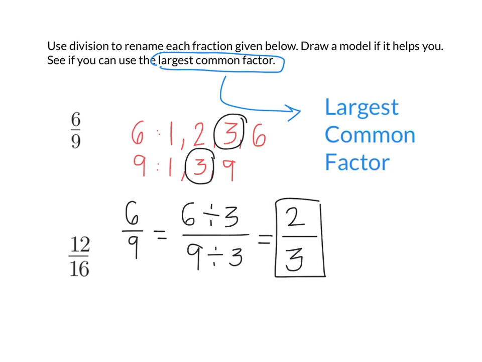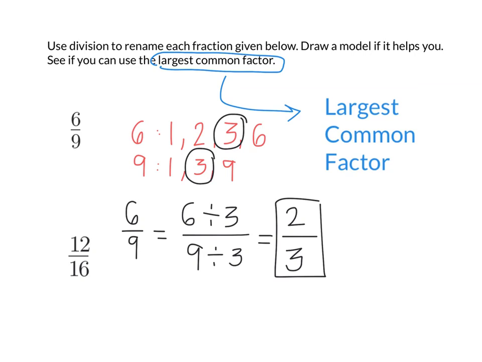And we use the largest common factor between the numerator and the denominator to do that. Does that make sense? When you rename a fraction using the largest common factor, that is called simplifying the fraction. We're not changing the value, but we're writing an equivalent fraction using smaller numbers.